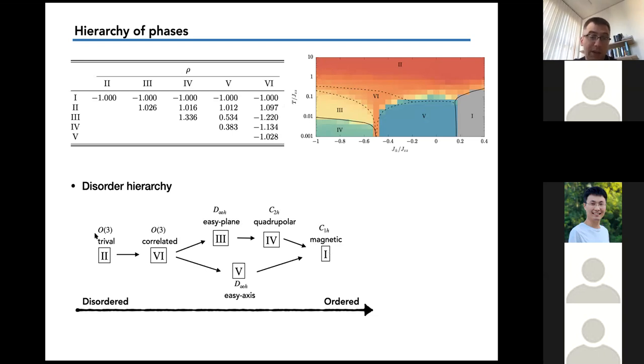And so what we don't know yet is that two is a paramagnet, has trivial O3 order. Six is also O3 order, but correlated. Three is easy plane cylindrical symmetry. Five is easy axis cylindrical symmetry. Four is a quadrupolar, so a kind of rank two order. And one is a dipolar or magnetic order. This we still have to figure out. Okay, so this was figured out without ever having seen spin ice, for instance, which is phase five.